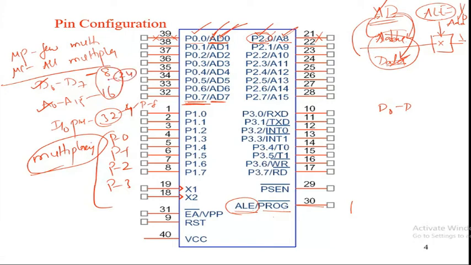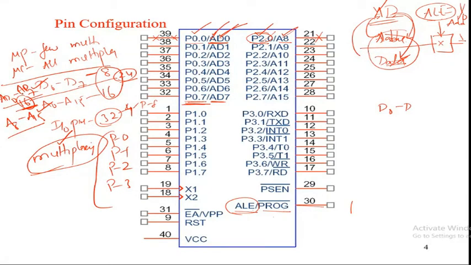In order to reduce the 24 number of pins into 16 number of pins with the help of multiplexing, they are provided as AD0 to AD7 and A8 to A15. So these are 8 lines and these are 8 lines, total 16. So 24 pins are reduced to 16 pins only and each pin can be used for multi-purpose. Like that, with the help of multiplexing we did this.